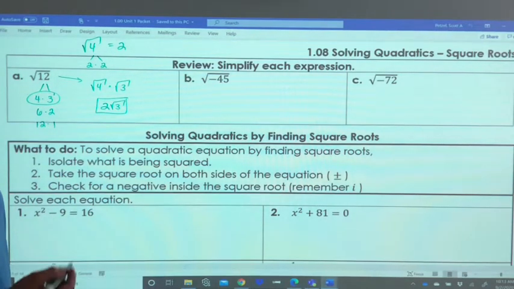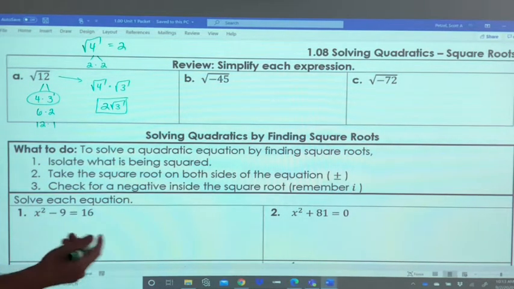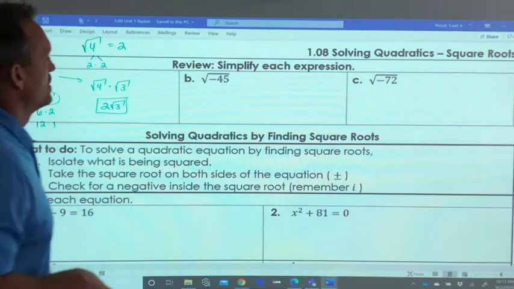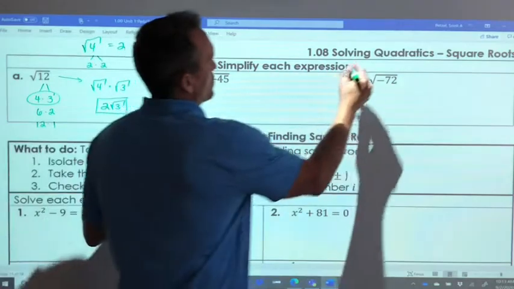Technically, it could be positive. No, it's not going to be positive and negative because we're not solving. So skip that. Sorry, I'm getting ahead of myself here because I'm thinking of solving.